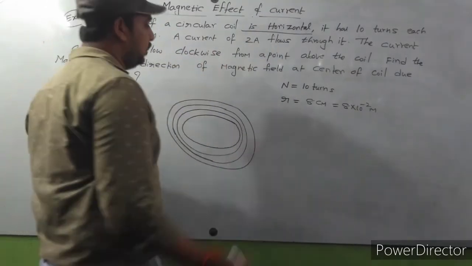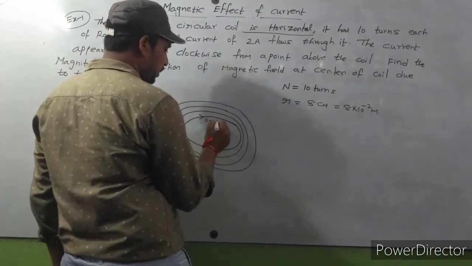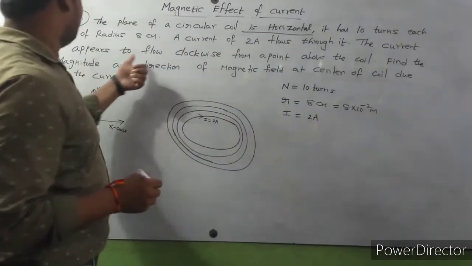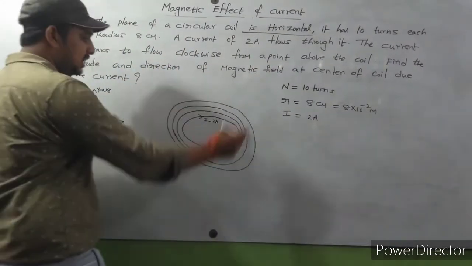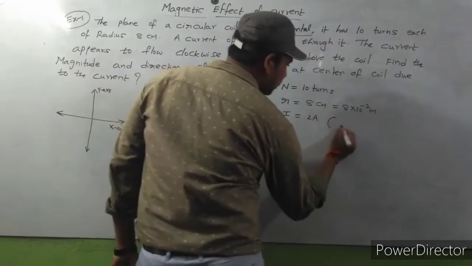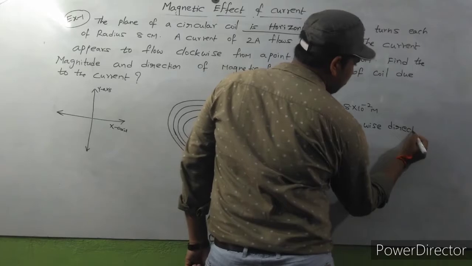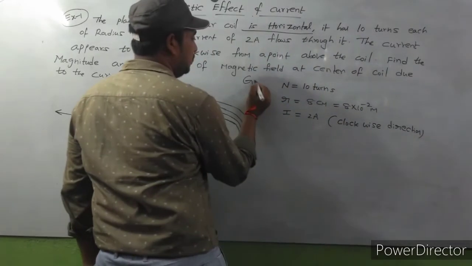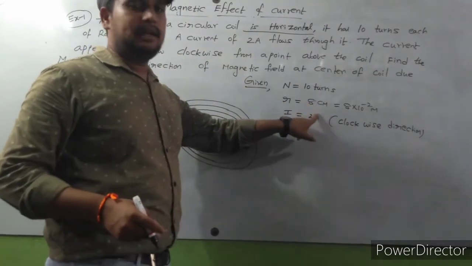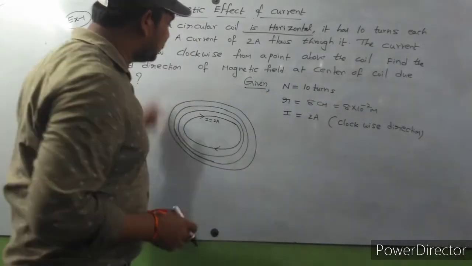Next, a current of 2 amps. Current I is equal to 2 amps. The current appears to flow in the clockwise direction. So this is the given data: N, number of turns, is equal to 10. Radius is 8 centimeters, that means convert into meters, 8 into 10 power minus 2 meters. Current is 2 amps passing in the clockwise direction.